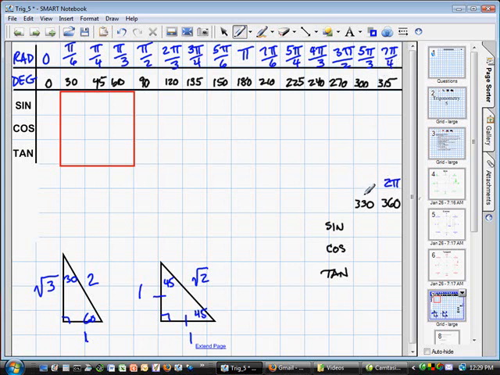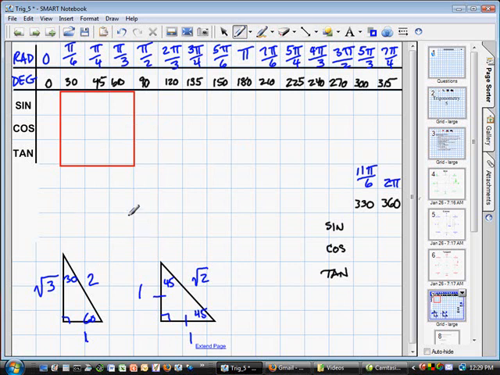330 would be what? Pi over 6 short of 2 pi. And 2 pi is what? 12/6 pi. So this would be 11/6 pi. Okay, we got our angles set up now.